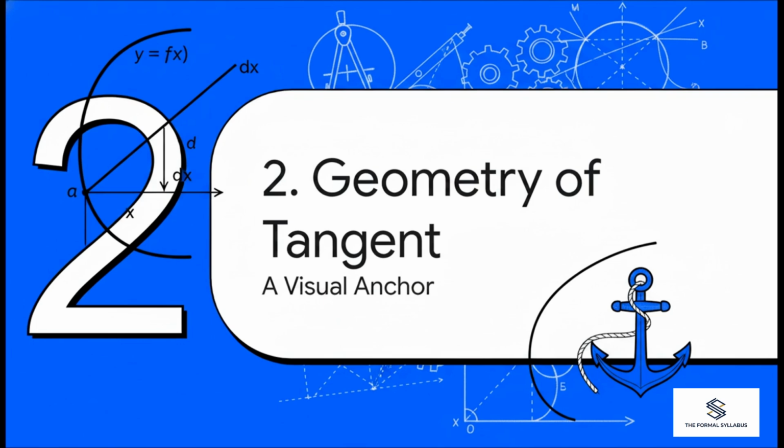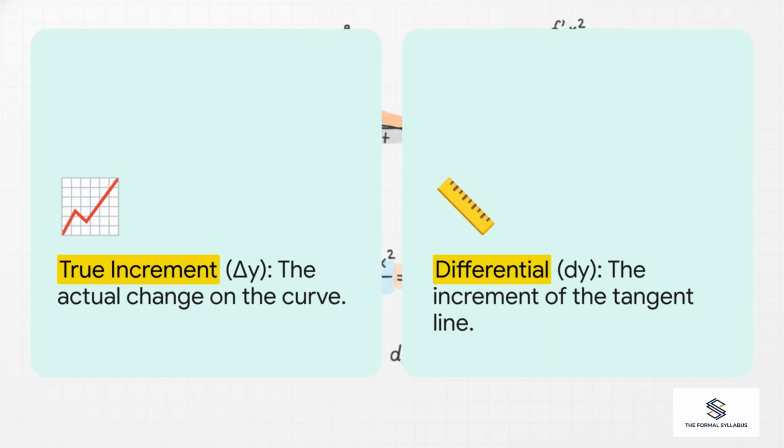Which brings us right into Section 2, Geometry of the Tangent, a Visual Anchor. Now this perfectly illustrates the difference. While delta y, the true increment, actually follows the bending, winding path of the curve, our differential dy simply shoots straight up the tangent line. It literally equals the increment of the tangent line's ordinate. By zooming in close enough, we can use that straight line to approximate the curve, and honestly, it saves us from some incredibly tedious calculations.